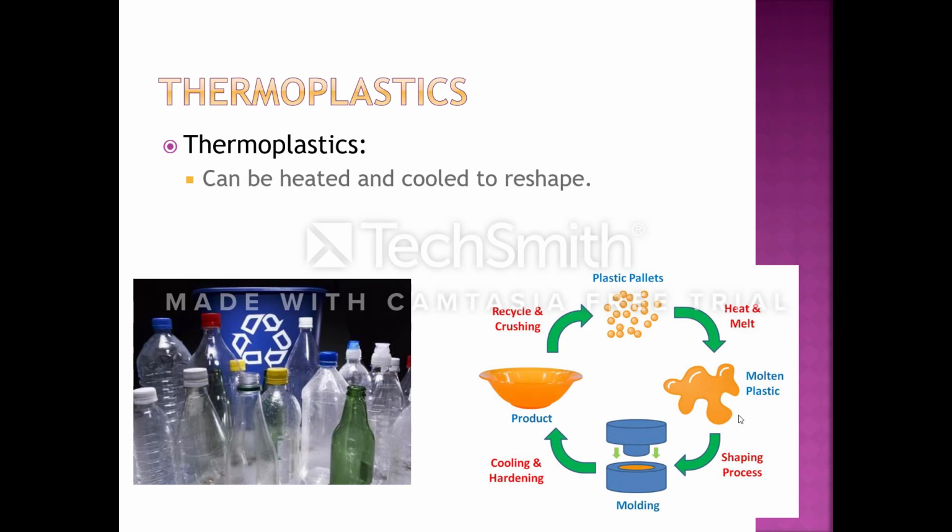So like you can see in the picture there, it can go through a process of getting heated up, put into a mold, creating the product. Then it can be crushed down, cut down, turned back into plastic pellets to be heated again, remelted, and remolded. So thermoplastics are more your recyclable plastics that can be reused many times. They are heat softened and cool hardened. And some examples would be like polyethylene, PVC, and acrylic.